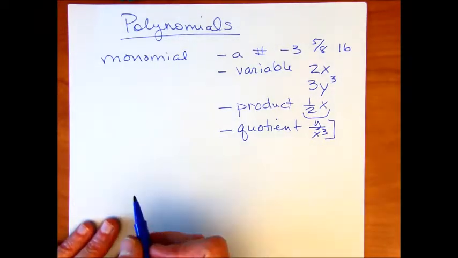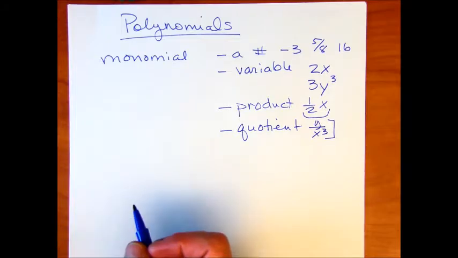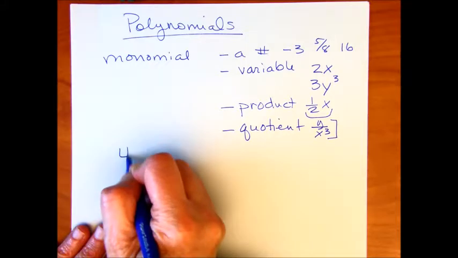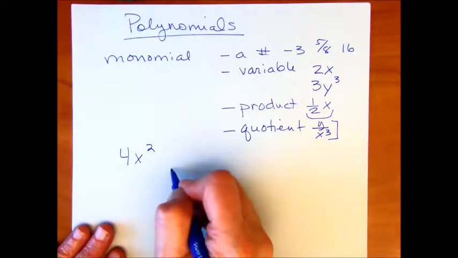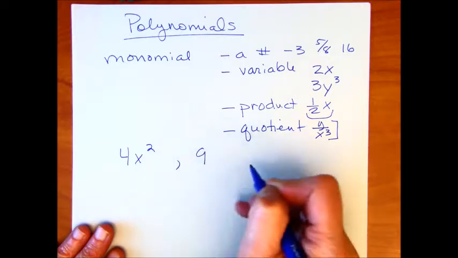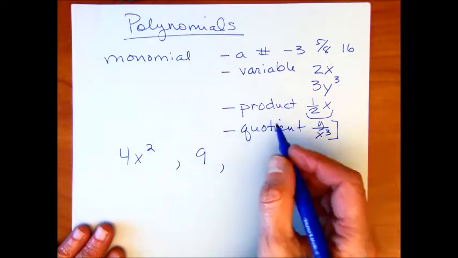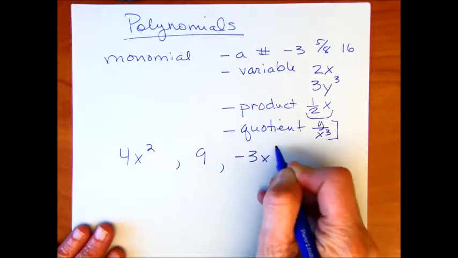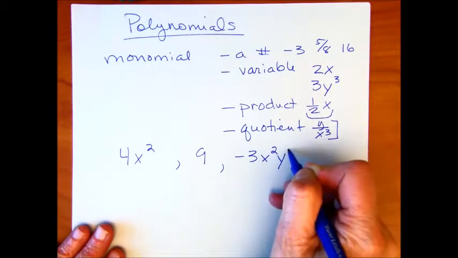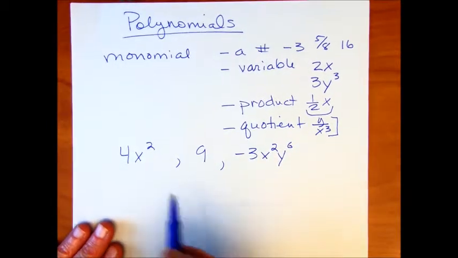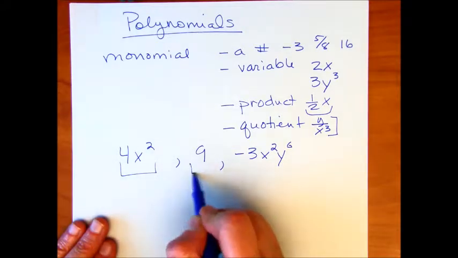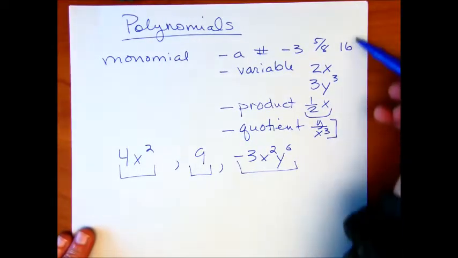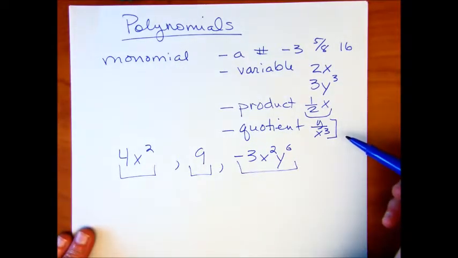So we can have monomials. Monomials could be any of these examples. For instance, 4x squared, or we could just have a number like 9, or a coefficient with a couple of variables, like say -3x squared times y to the 6th power. All of these by themselves are called monomials because they follow the rules of what a term is.